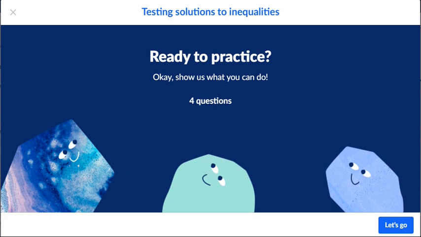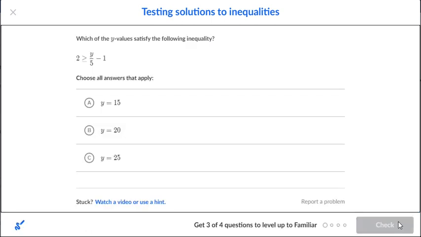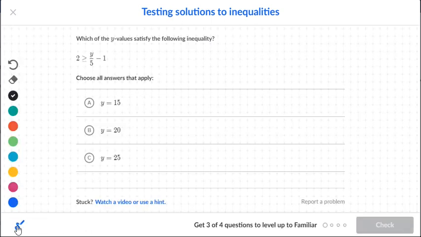Testing solutions to inequalities. Which of the y values satisfies the following inequality? What you want to do is take the original inequality here. You want to say 2. The sign opens up to the 2, so we'll say that's greater than or equal to y over 5 minus 1.